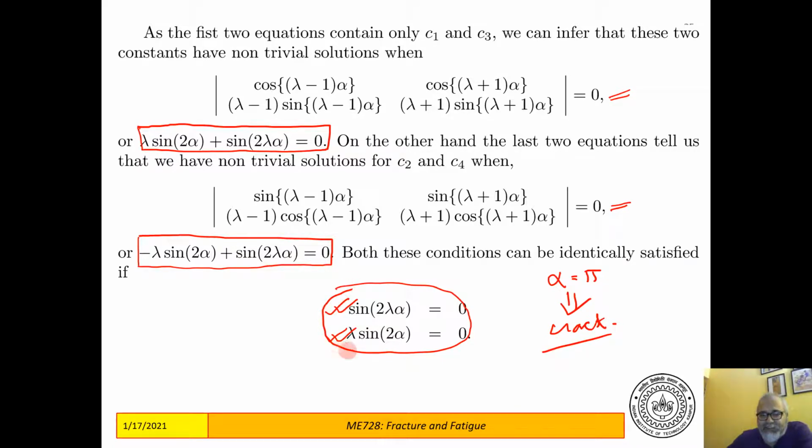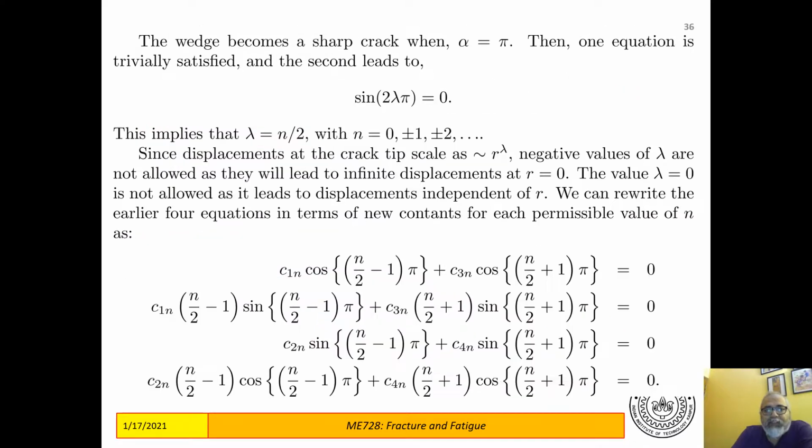If you do that, you will see that this is sine 2 pi, which means this equation is trivially satisfied, and for alpha equal to pi, this is the only equation that we will have to satisfy. So sine 2 lambda pi has to be equal to 0. That will only dictate my value of lambda. We only have to satisfy sine 2 lambda pi equal to 0, and sine 2 lambda pi is equal to 0 when lambda equals n by 2, with n equal to 0, plus minus 1, plus minus 2, etc. So this is my solution.